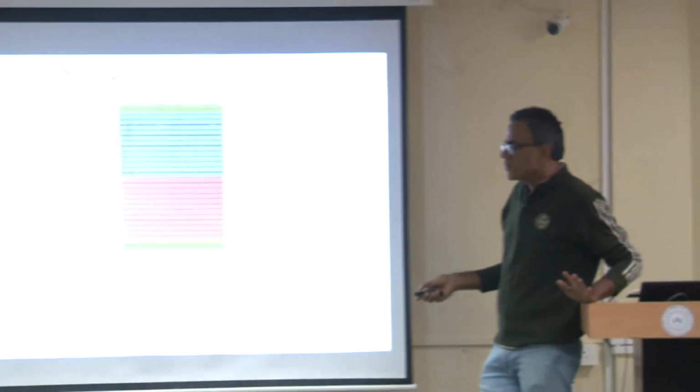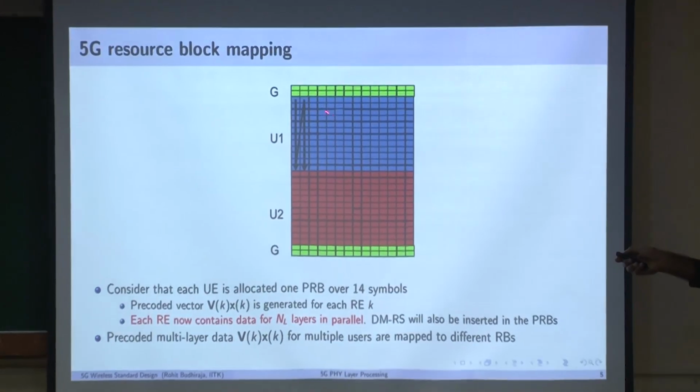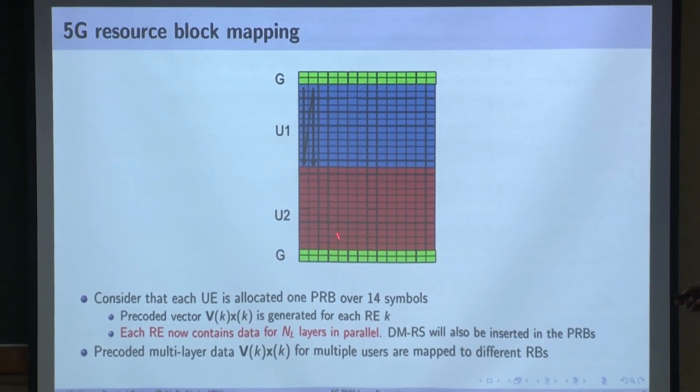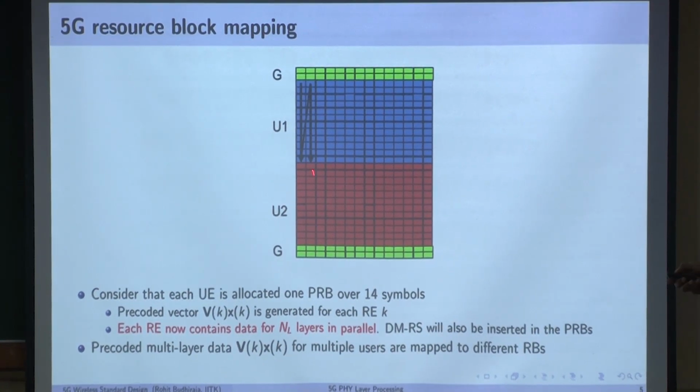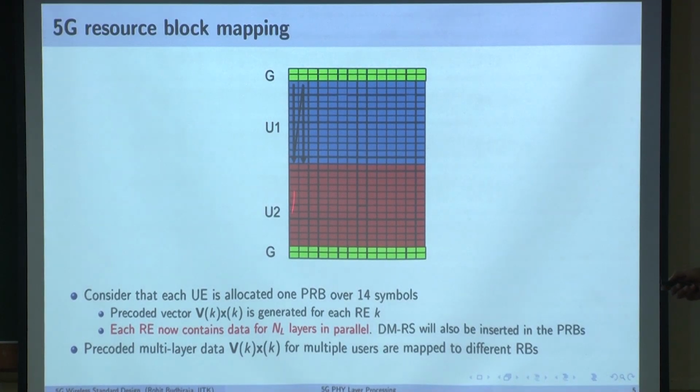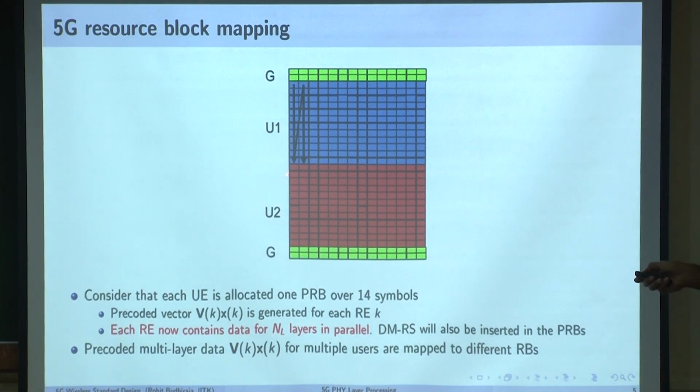So what happens in this case, just to understand: you do this exercise for one user, and you do this exercise for another user. The precoded data for another user will be sent over another PRB. So they are mapped onto different PRBs in this case.